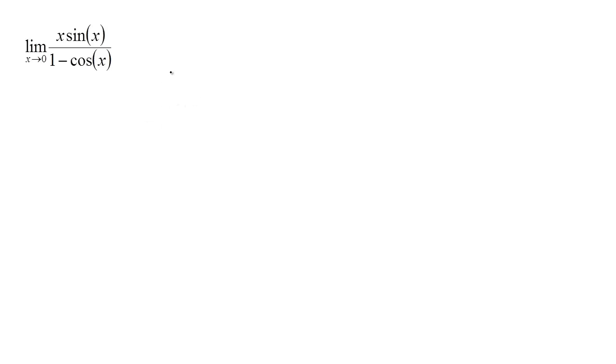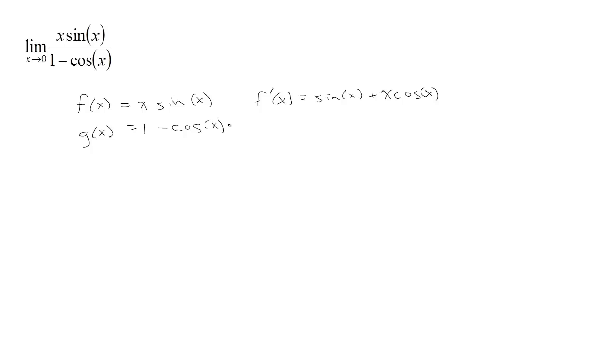Sometimes L'Hopital's rule needs to be applied a second time. So here's an example. We have x sine x over 1 minus cosine x. So our top function, f of x, is x sine x. Its derivative is the derivative of the first, which is 1, times the second, which is sine, plus the first, which is x, times the derivative of the second, which is cosine. The bottom function, the denominator function, is 1 minus cosine x.